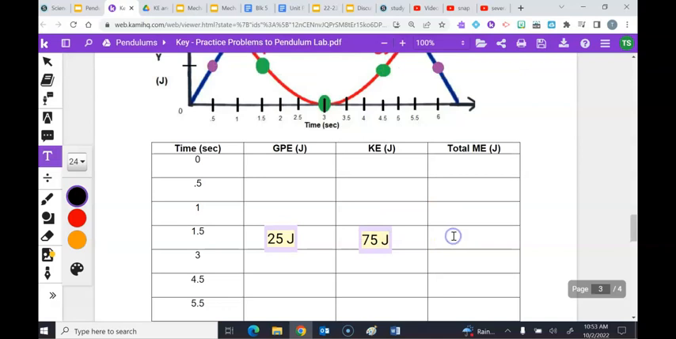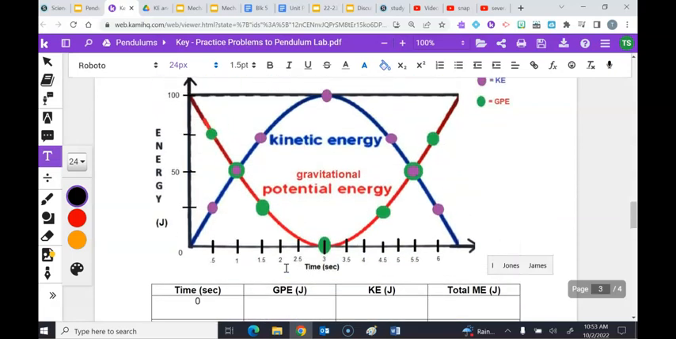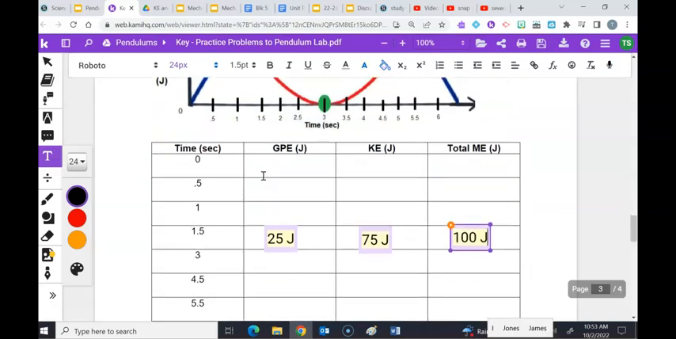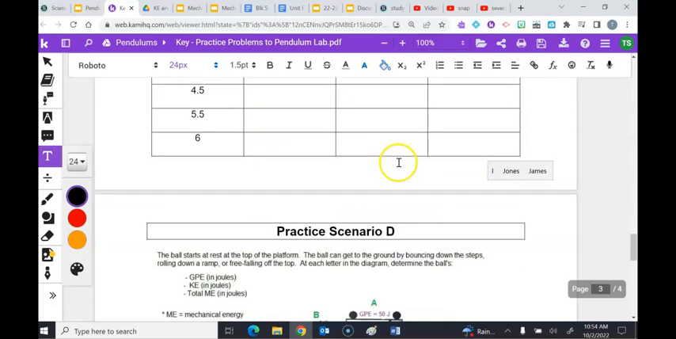Remember, the formula and definition for mechanical energy is the total potential and kinetic energy of the system added together. The potential energy of our system is specifically GPE, and there's our kinetic. When you add 25 and 75, it should come to 100 joules. And as you know, the law of conservation of energy states energy cannot be created or destroyed. So if this pendulum starts with 100 joules of energy, that means throughout the entire event of the pendulum swinging, the total energy of the system must always add up to 100 joules. You are on your own to complete the rest of the data table.